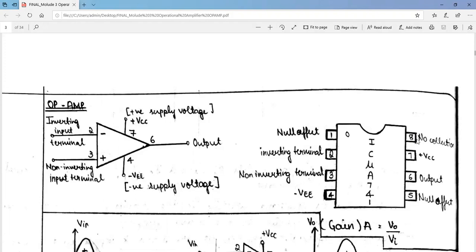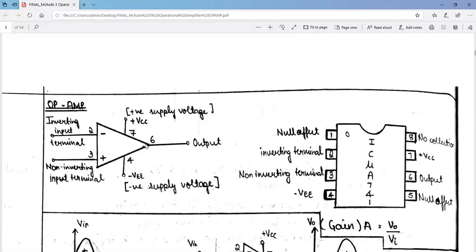So here in the operational amplifier IC, internally you will have some connections like this. Clear? It is very clear from this diagram that there are two input terminals and one output terminal, and two power supplies, one positive power supply and one negative power supply. Pin number 2 is the inverting terminal, pin number 3 is the non-inverting terminal, and pin number 6 is our output.